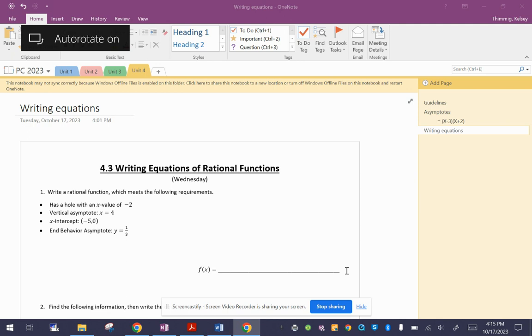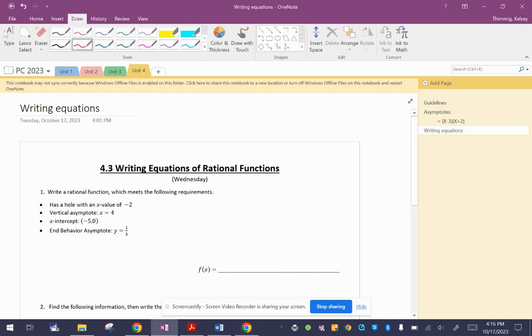In this video, we're going to talk about writing equations of rational functions, and I still recommend that you have that guidelines sheet out and ready to go, because the guidelines tell us exactly what we need to write the equation. So we're going to go step by step and talk about what each of these individual pieces are going to tell us about our graph.